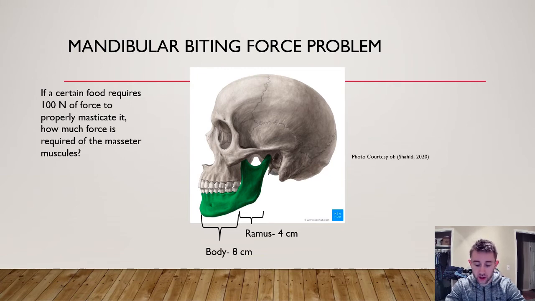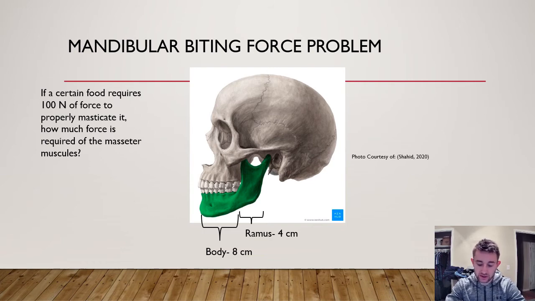According to Newton's third law of motion, if we are exerting 100 newtons of force on an article of food while chewing, the food then is exerting an equal and opposite force back on our teeth. But what is the force required by the masseter muscles to exert 100 newtons on the food by way of the mandible? So how much force does our masseter muscle need to exert to chew a food that requires 100 newtons of force?